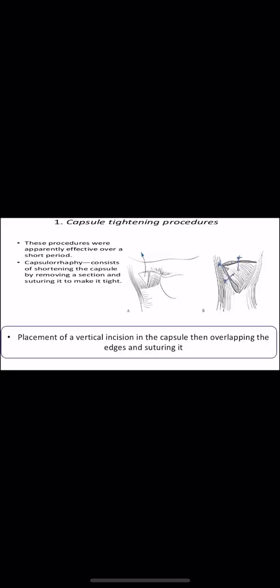First is capsule tightening procedures, and in this comes capsulorrhaphy. In capsulorrhaphy, a part of the capsule is removed and then it is sutured back to make it tight. Second is placement of a vertical incision in the capsule, and then we can suture it by overlapping to make it tight. Next is creation of a mechanical obstacle. Lindemann performed an osteotomy on the eminence and turned it down in front of the condylar head to prevent its forward movement.